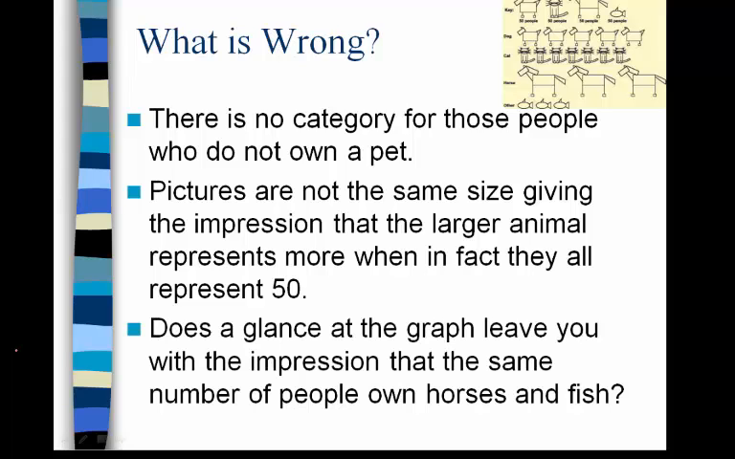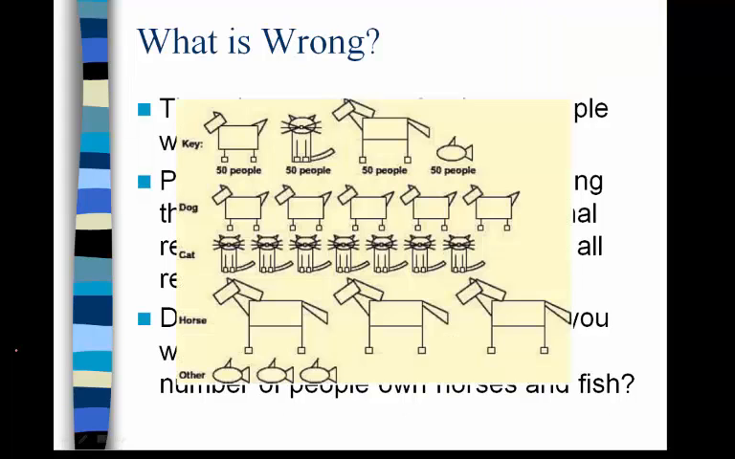Does a glance at the graph leave you with the impression that the same number of people own horses and fish? See, there are 3 fish down there, and there are 3 horses, and each one stands for 50, so there are 150 people who have horses for pets and 150 who have fish for pets, but that's certainly not the impression you get when you look at that graph.